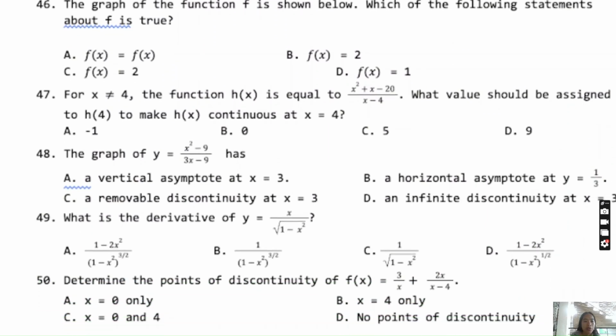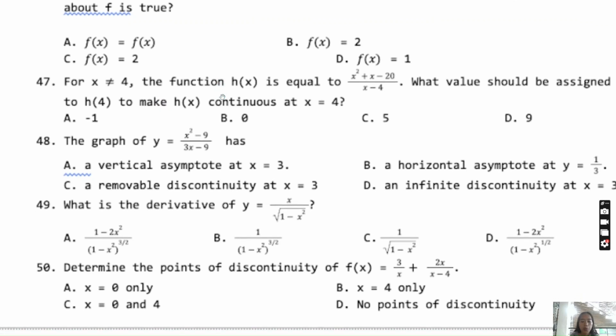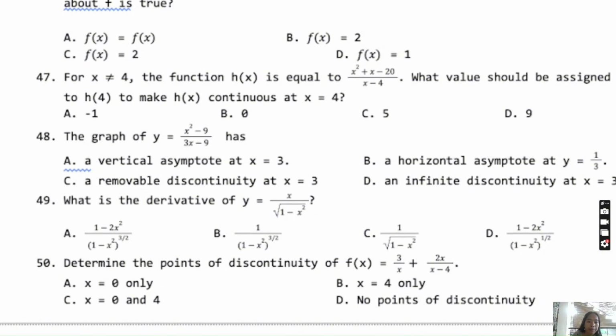Now let's proceed to number 46. The graph of the function f is shown below. Which of the following statements about f is true? So the answer is letter B. F of x is equal to 2 because from the graph, the function value at the point shown is 2. That is why the answer is letter B.